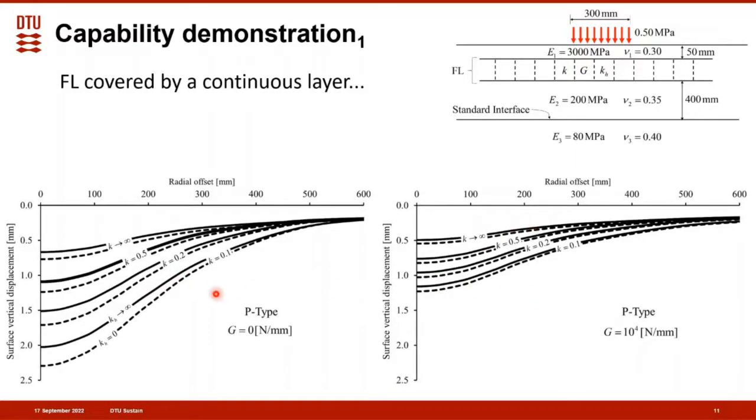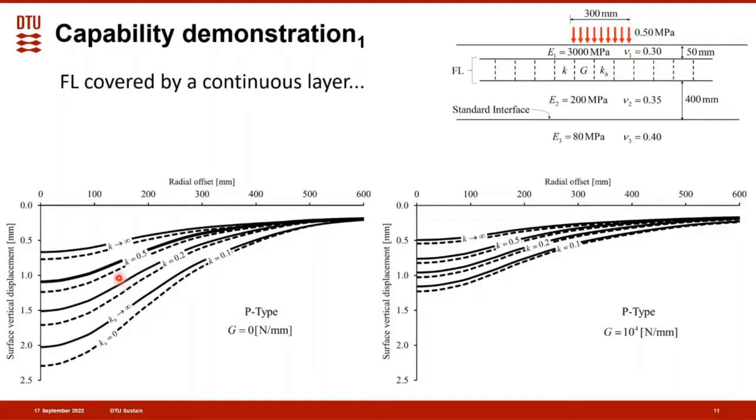Here are the results for the surface vertical displacement or deflection of this pavement system. On the left, we have a p-type solution where the shear layer is set to 0. Basically, it means that the fragmented layer here is considered a pure Winkler foundation. The different curves here represent different values for the Winkler spring bed: K equals 0.1, 0.2, 0.5, and infinity. The values of K here are with units of megapascal per millimeter.